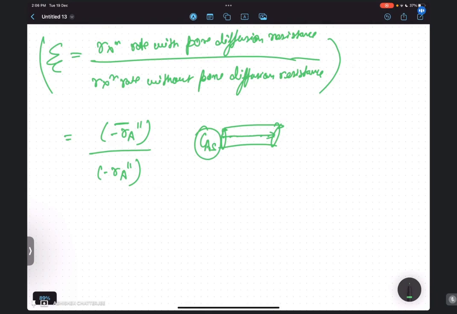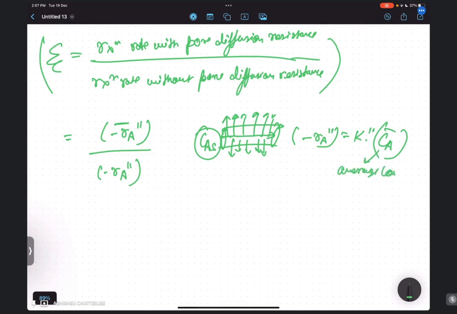This CAS will go on diffusing, like the pore diffusion that we have just learned. This CAS will go on decreasing along the length of this pore, so a constant concentration is not available. So our minus Ra double dash, we have to define with respect to an average concentration, that is your Ca bar. This Ca bar is what? It is the average concentration of A available in the pore. Clear?